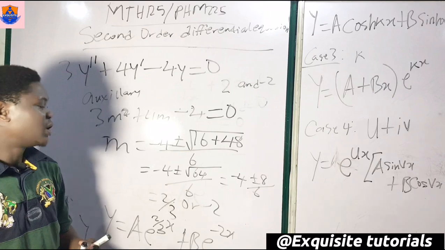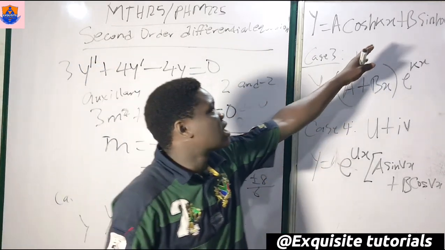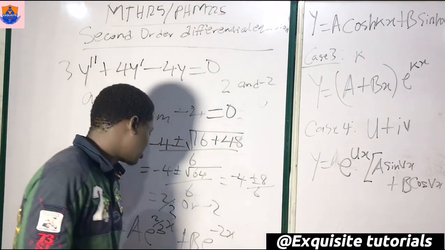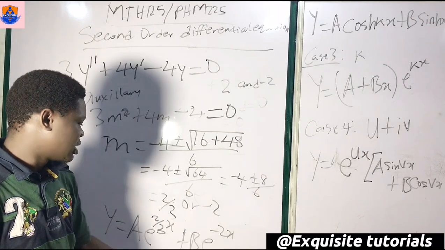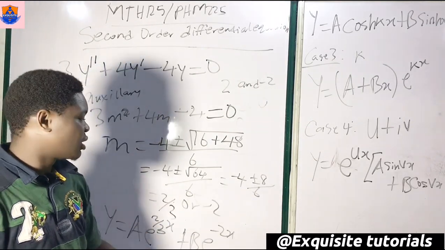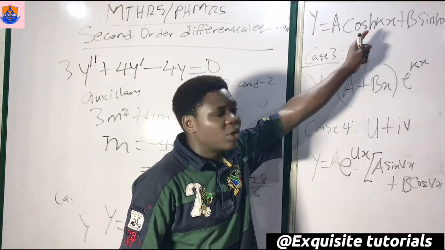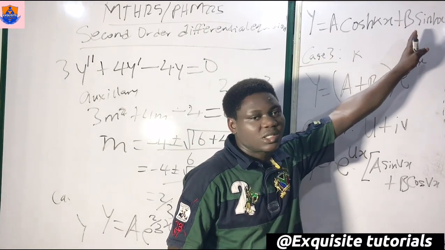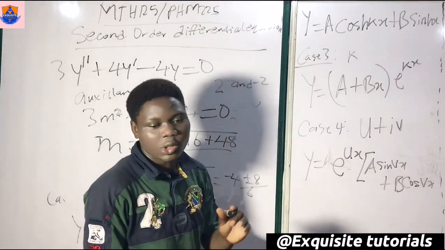But I told you that for that case, you can also represent your answer in this form. So instead of writing it as a exponential 2x plus b exponential minus 2x, you can write it as a cos 2x plus b sin 2x. Now let's move over to the second question.